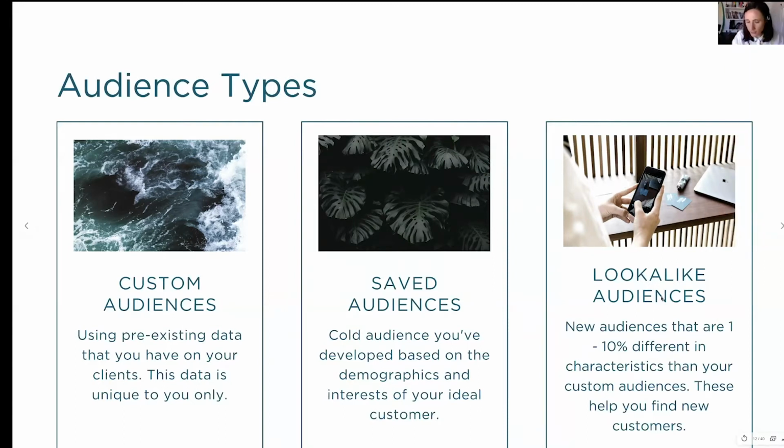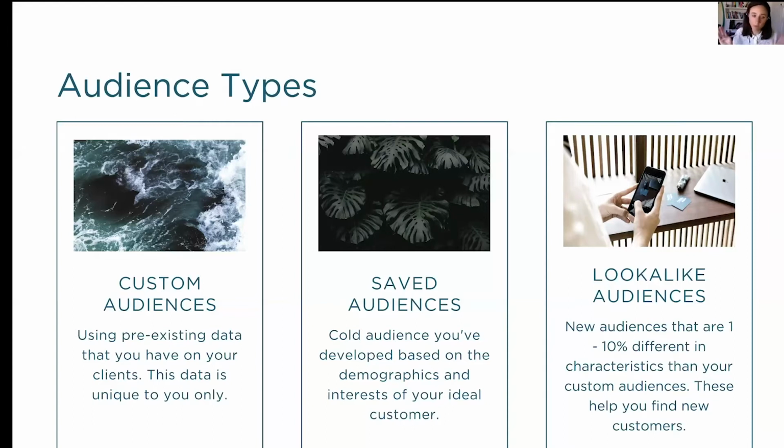And this is where it gets really interesting. You can take, for instance, a custom audience, we go back to number 1, and you can make an audience that is 1 to 10% different in characteristics than that custom audience. Say you've got a database of 500 clients, and you've got their email address, their name, and their postal address. You can upload that to Facebook, that's your custom audience, and then you can make an audience that's 1% different to that, and then put out an ad to those for your business.